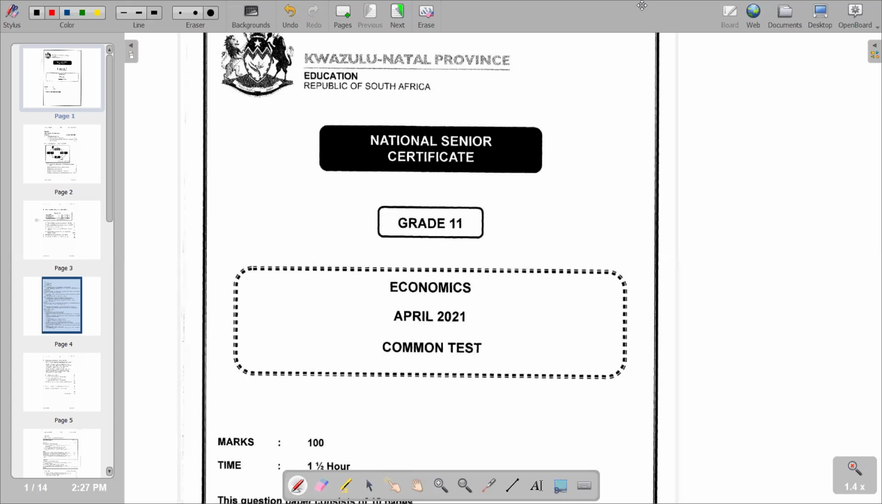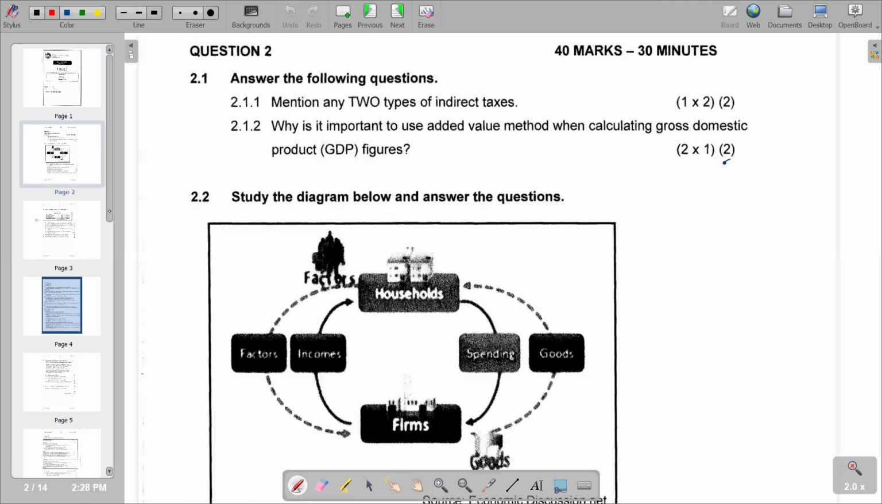In this video, we want to look at a common test of April 2021. So we're going to look at question two on that question paper. So this is our question paper that we want to look at. Our question two has got 40 marks, out of indirect taxes.